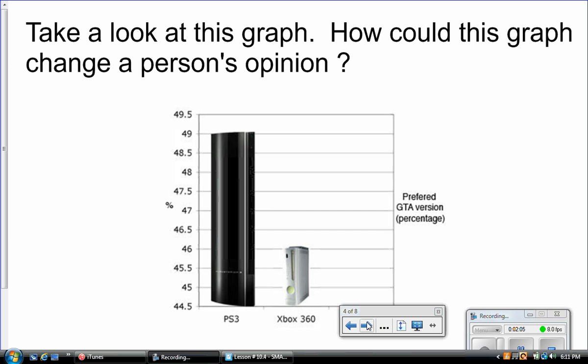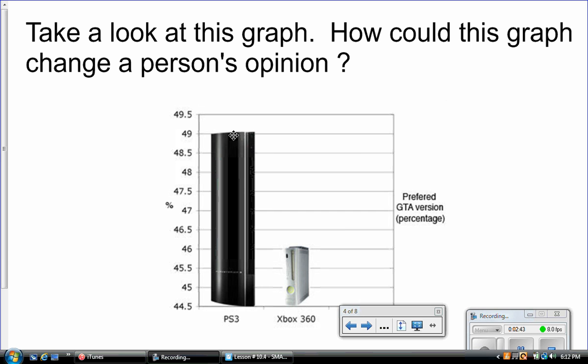Take a look at this graph. How could this graph change a person's opinion? Okay, take a few seconds and think about why this is misleading. Okay, well, we're comparing two video game systems, the PS3 and the Xbox 360. And we look at the graphic which was used for a PS3. They've taken a PS3 and put it on its side.